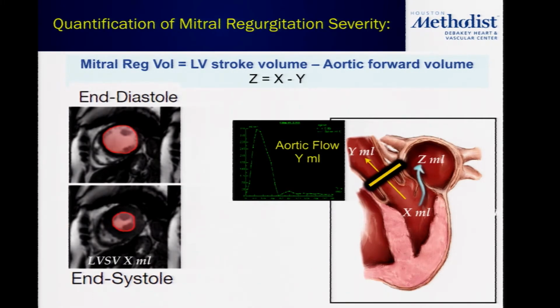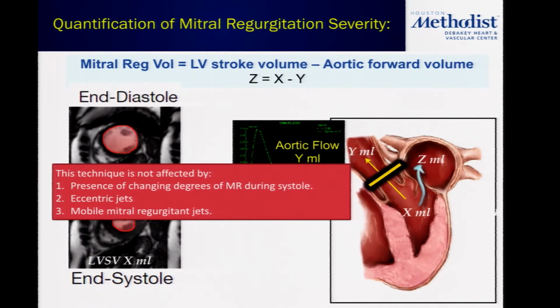So we use our cine images to derive the stroke volume, and then use the phase contrast images to derive the flow going out forward across the aorta. And then the difference between these two is equal to your mitral regurgitant volume. Some of the advantages of this technique is it doesn't matter if you have a non-holosystolic jet. If the degree of regurgitation is changing throughout systole, it doesn't make a difference, because you're integrating the total volume of reverse flow that's occurring for that systole. Eccentric jets don't matter because you're not doing anything that's specific to the location of the jet itself. And if you have jets that are mobile, it really doesn't make a difference.